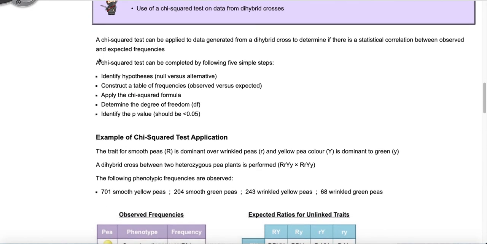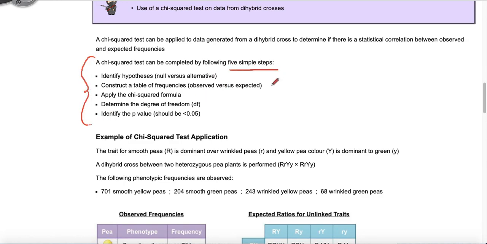So here you go through the steps of how to conduct a chi-square analysis, and there are 5 simple steps that you should do. You want to identify a hypothesis, a null versus an alternative hypothesis. You want to construct a table of frequencies, which is called a contingency table. You apply the chi-square formula, which you don't have to memorize. You determine the degrees of freedom, and you identify the p-value. And if there is statistical significance, the p-value should be less than the designated 0.05 value.